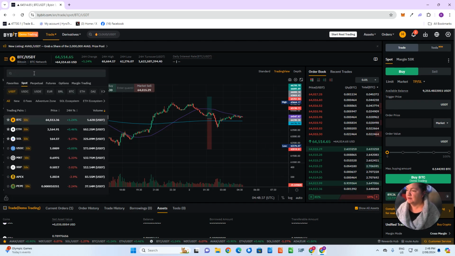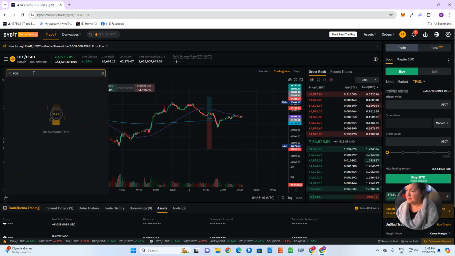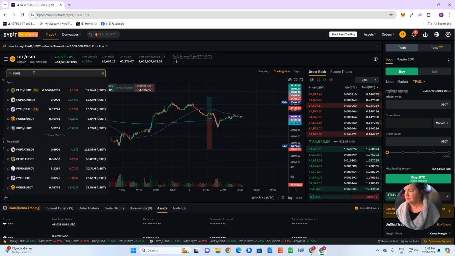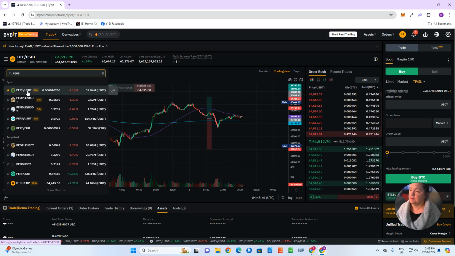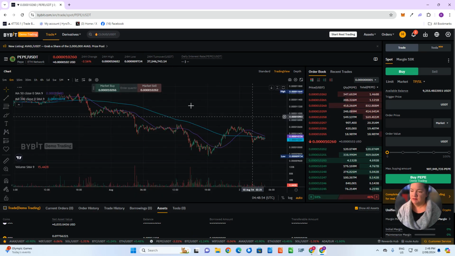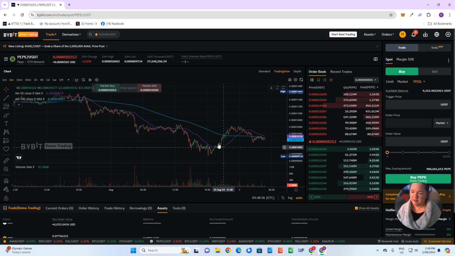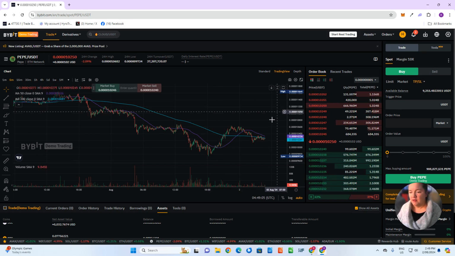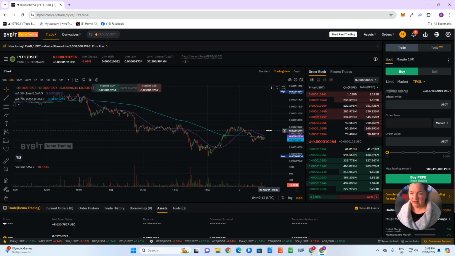So we're going to go up to here, type in Mr. Pepe, and I'm going to make him a favorite so he comes up on my list. I've established that we're in a downtrend, we're having a higher high. This is a bit of an aggressive trade because usually I'd like to see it push through here a little bit, but for example's sake, we're going to go ahead.